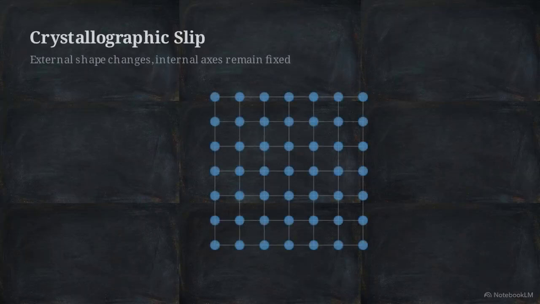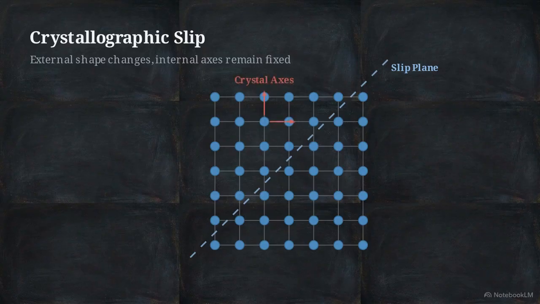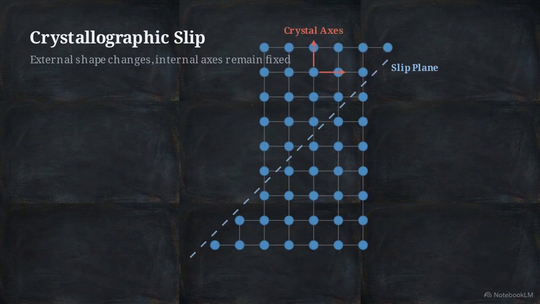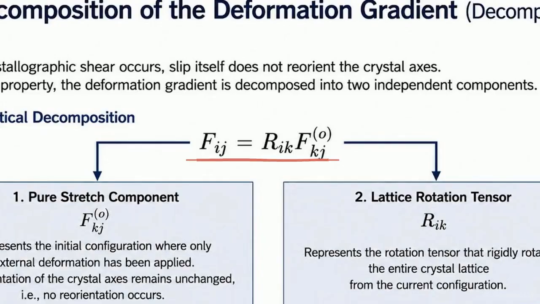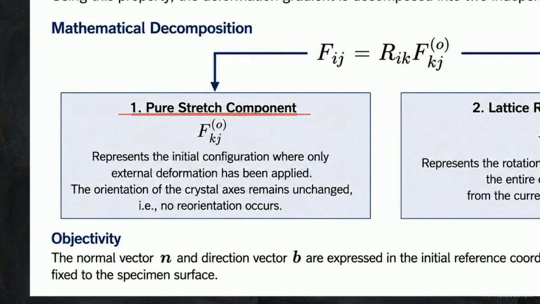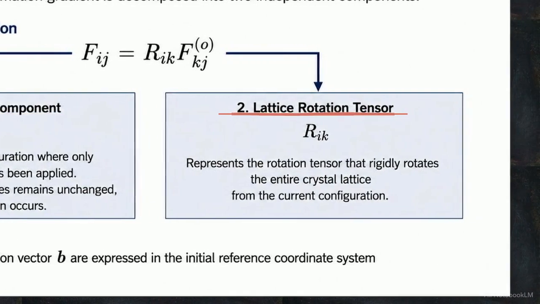At the microscopic level, crystal plasticity presents a specific physical paradox. When crystallographic shear occurs, the act of slipping along a plane does not inherently reorient the axes of the crystal itself. To resolve this, the model deconstructs the deformation gradient into two distinct independent physical components. The pure stretch component captures the external deformation applied to the initial configuration, while the lattice rotation tensor represents the rigid rotation of the underlying crystal structure.